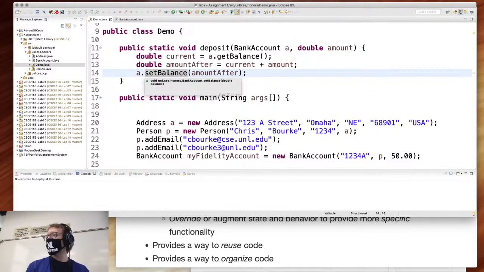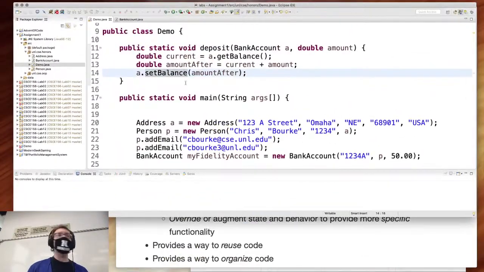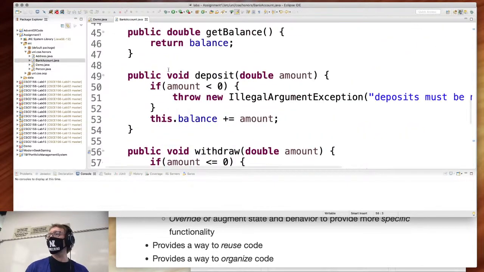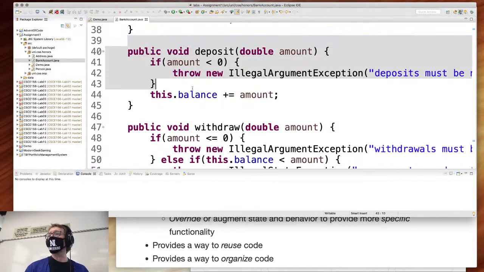This is what you would do in C because you have to, because you don't have good encapsulation. You don't have the grouping of methods that act on that data. And so in a non-object-oriented programming language like C, you do have to do something like this. But in an object-oriented programming language, it's icky. You don't want to do that. You want to locate functionality that acts on the data of a class inside the class, like this with a deposit.